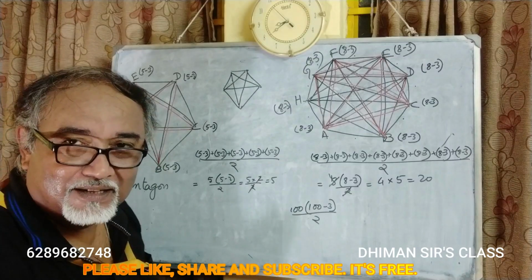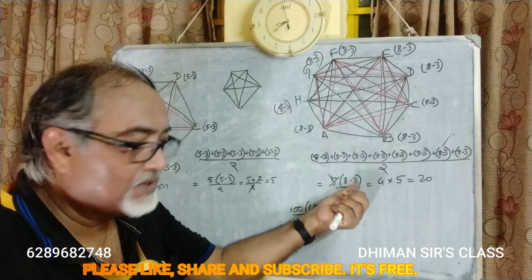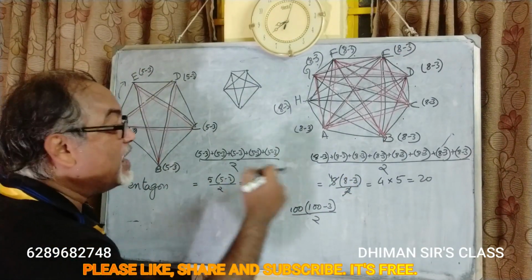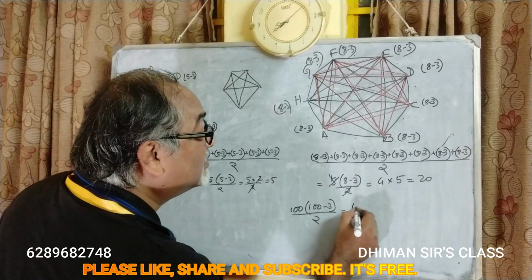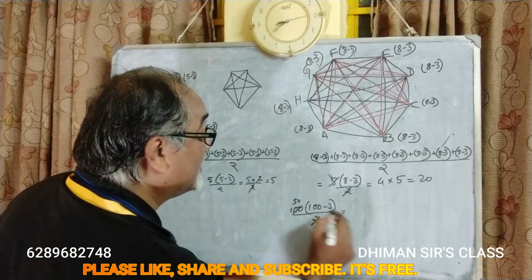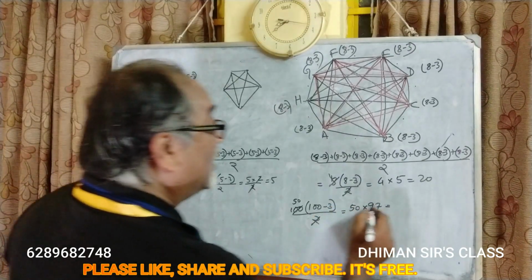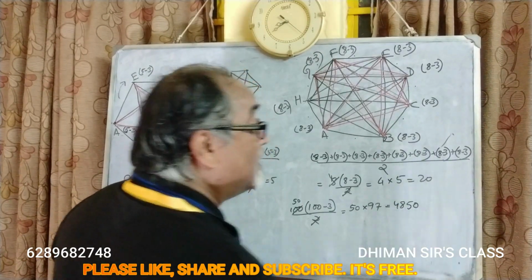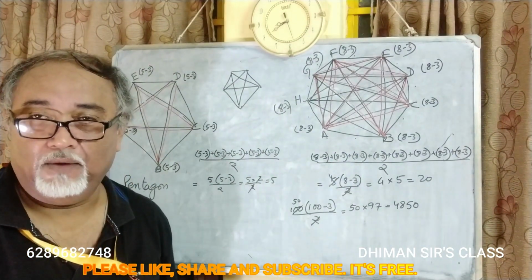Simple, students. Number of sides 8, into 8 minus 3. Number of sides 5, into 5 minus 3. Number of sides 100, into 100 minus 3. So, cancel it, 50 into 97 is equal to 4850. That is the number of diagonals a figure of 100 sides will have.